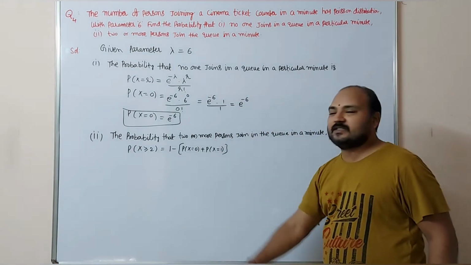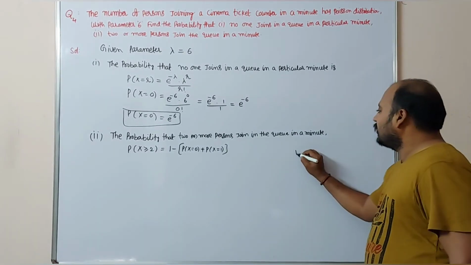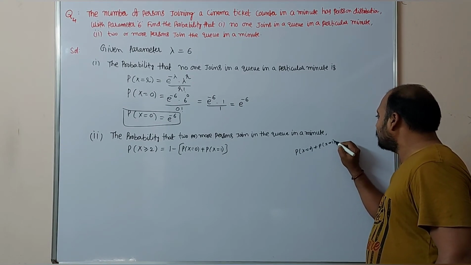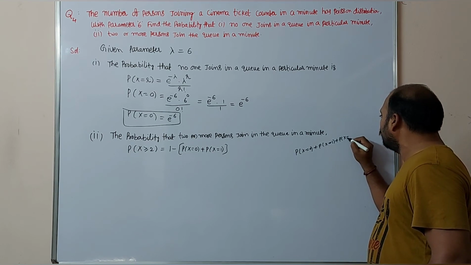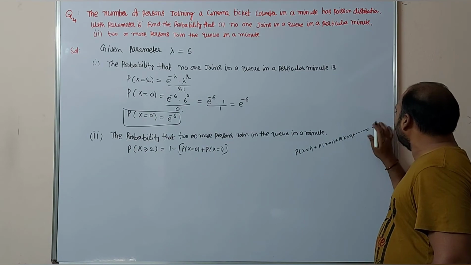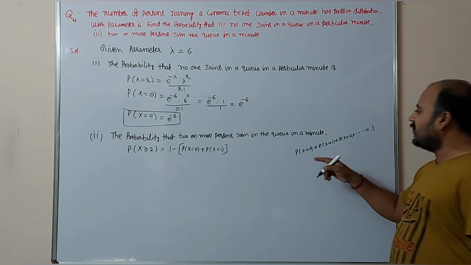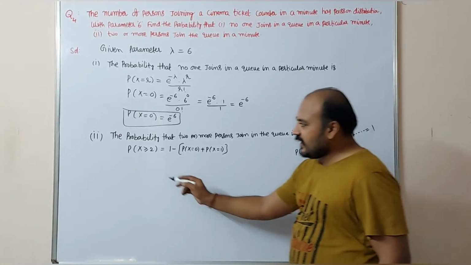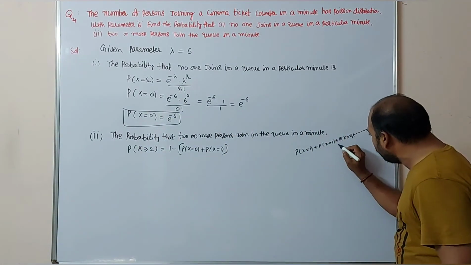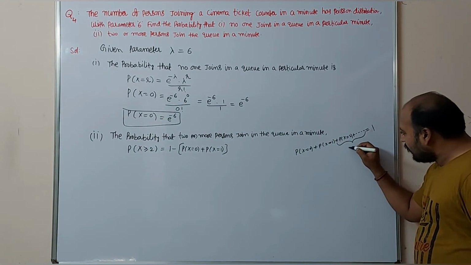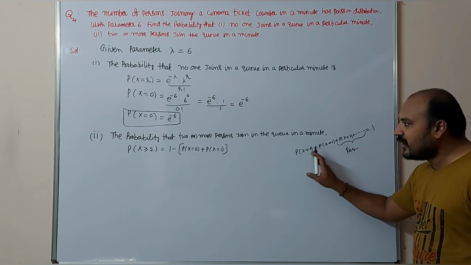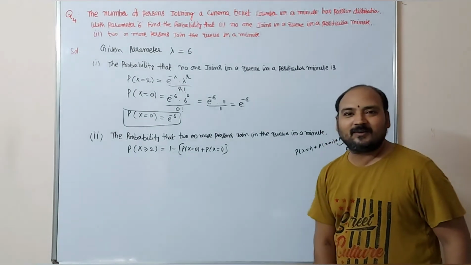Sir, how will you get this result? Sum of the probabilities, we know that P of X is equal to 0 plus P of X is equal to 1 plus P of X is equal to 2 and so on is equal to 1. Sum of the probabilities is equal to 1. But they are asking P of X is greater than or equal to 2, or more than 2. So from here to here this probability is required. So this is equal to 1 minus these two values only. That's what I wrote here.